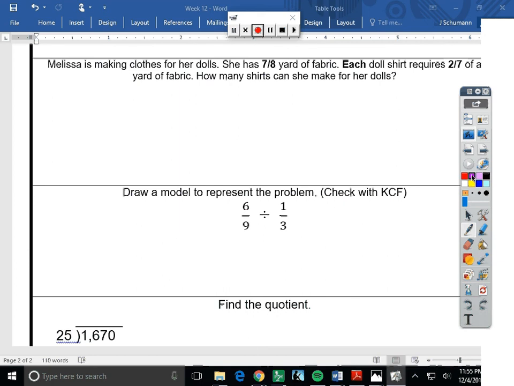There is this new idea of 3 reads, and in the first couple of reads they actually encourage you to leave out the numbers. So if I were to try that again, it would say Melissa is making clothes for her dolls. She has fabric. Each doll shirt requires a part of that fabric. How many shirts can she make for her dolls?